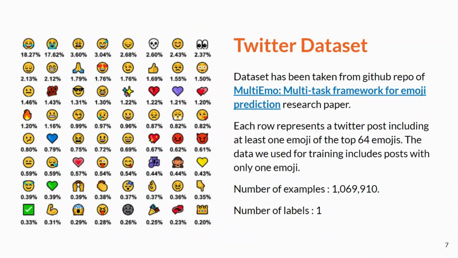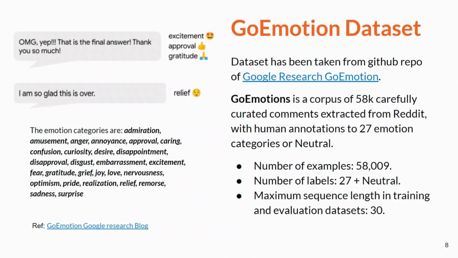The data we took is the Twitter dataset. We split the dataset into text and emoji. Each row represents a Twitter post including at least one emoji of the top 64 emojis. The data we used for training includes posts with only one emoji. The second dataset is the GoEmotions dataset. It's a corpus of 58K carefully curated comments extracted from Reddit with human annotations to 27 emotion categories or neutral. The categories can be admiration, amusement, anger, annoyance, approval, caring, and etc.